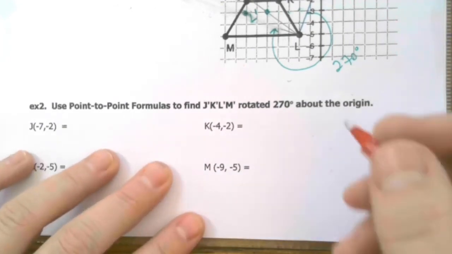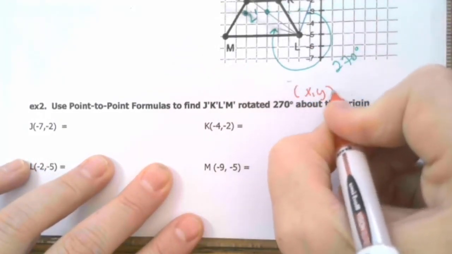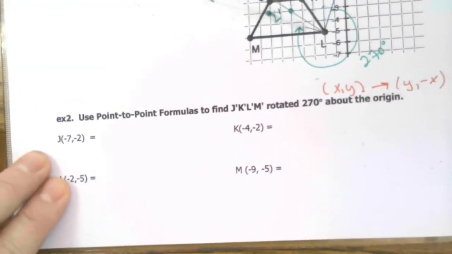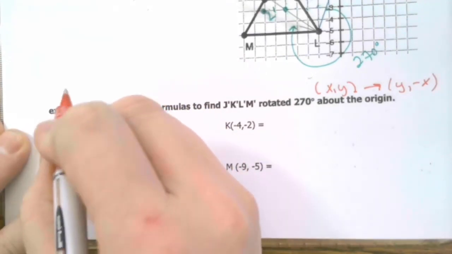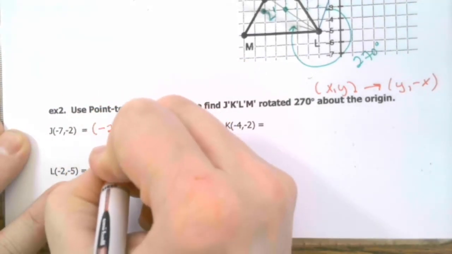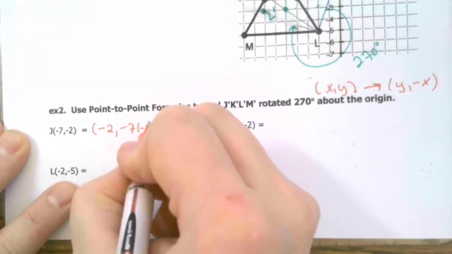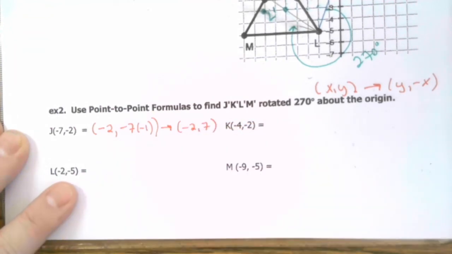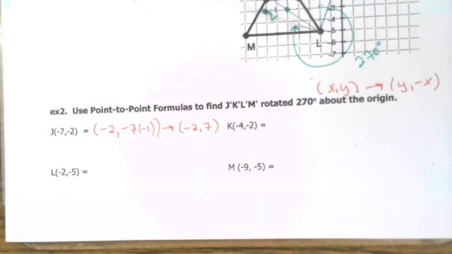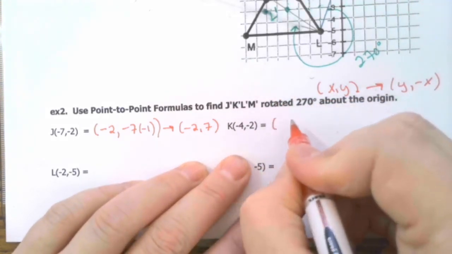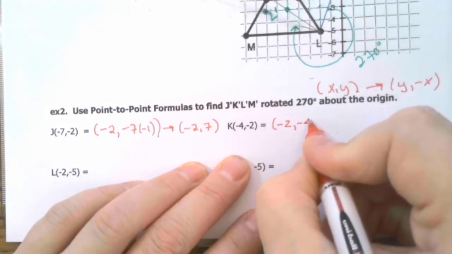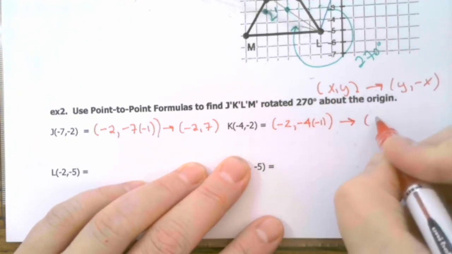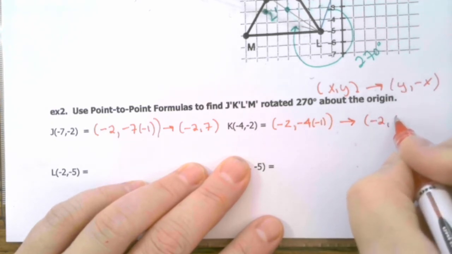Okay, so the rule for 270, you take every point x, y, switch them, and multiply the x by a negative. So for -7, -2, we're going to switch them. So -2 comes first, -7 comes second, and then multiply -7 by a -1. That gives us -2, 7. Okay, let's do K. Switch the x and the y, so -2 comes first, -4 comes second, multiply the -4 by a -1, and our rotated point is at -2, 4.